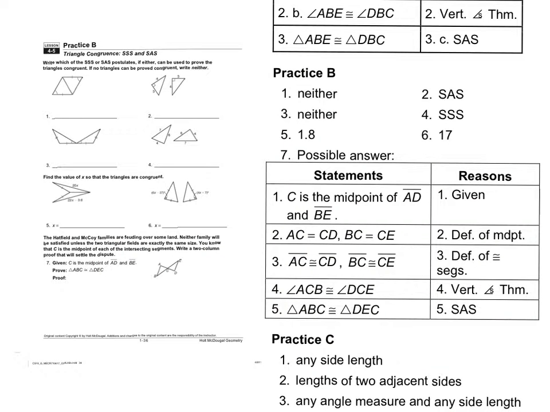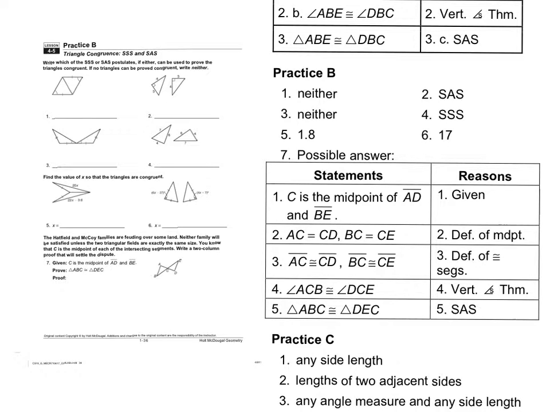All right, this was your homework from yesterday. So number 1 is neither. Number 2 is side, angle, side. Number 3 was neither. Number 4 was side, side, side. Number 5, you had to set them equal to each other, and you should have gotten x equals 1.8. Number 6, set them equal to each other, and you should have gotten x is 17.